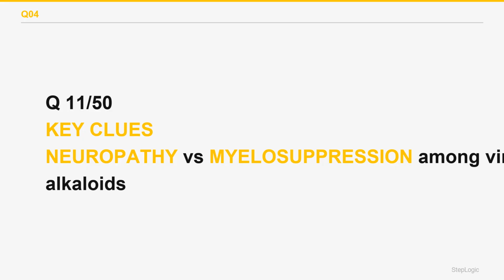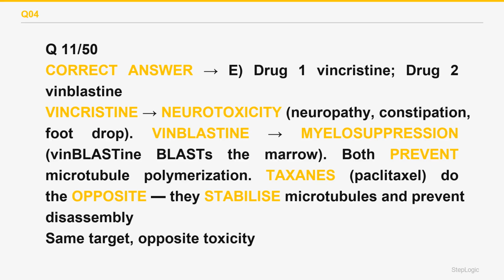which is why it appears in regimens where marrow reserve is limited. Vinblastine causes myelosuppression, captured by the mnemonic: Vinblastine blasts the marrow. Choice A reverses them. The correct answer is E.